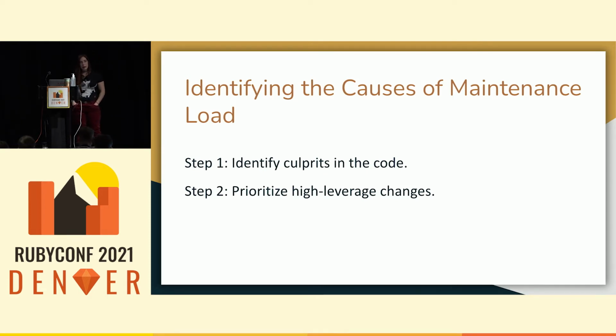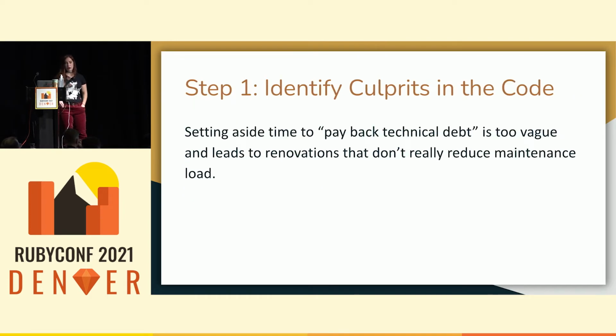Step one is gonna be to identify culprits in the code. And in this section, I suspect I'm gonna say some things that are not what you think I'm gonna say. So we'll see what you think. And then the second thing you wanna do is prioritize high leverage changes. And by high leverage changes, I mean changes that are going to bring down your maintenance load quickly. Let's go through this step by step. Step one, identify culprits in the code.